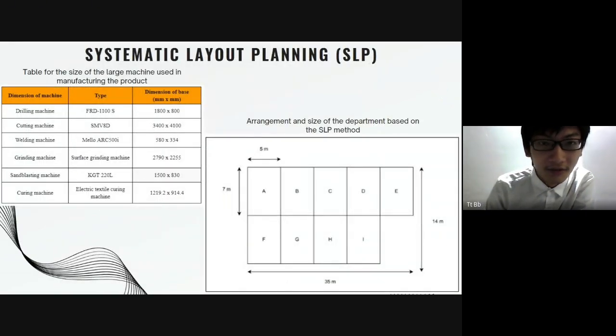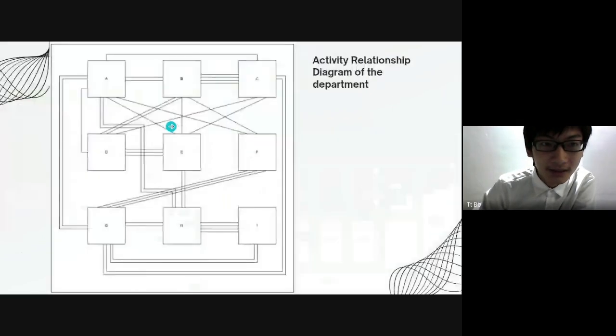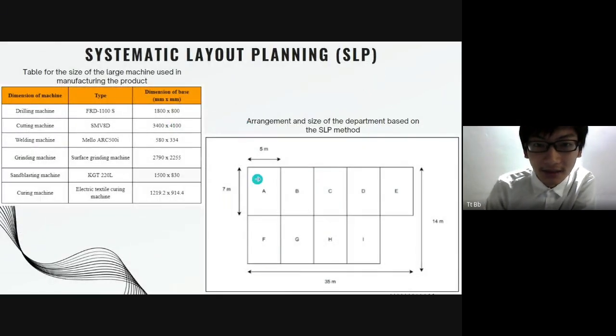This is the result of systematic layout planning, where the table for the size of the large machines used is shown on the left-hand side, with the dimensions of different machines based on the requirements of the process in previous departments. The size of each department was designed as 7 meters in length and 5 meters in width, and the arrangements are shown in the right-hand side figures.